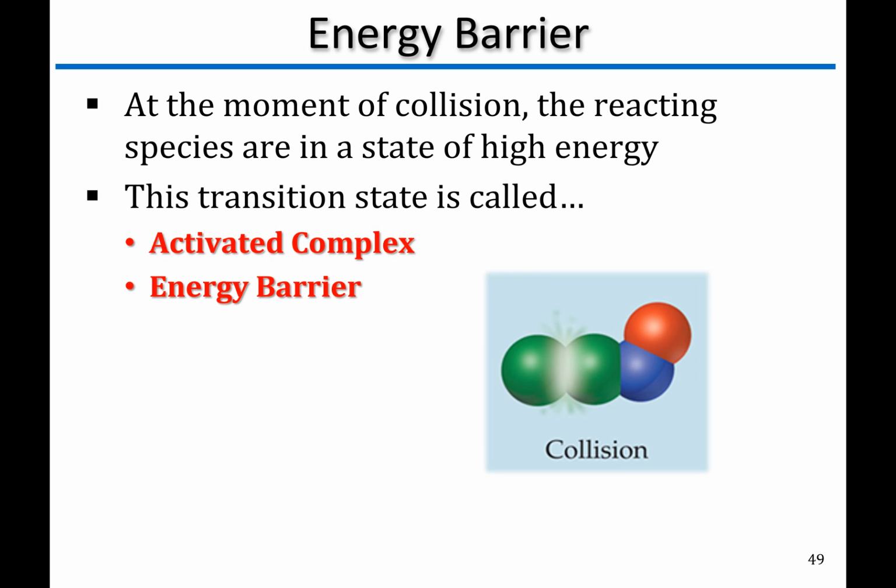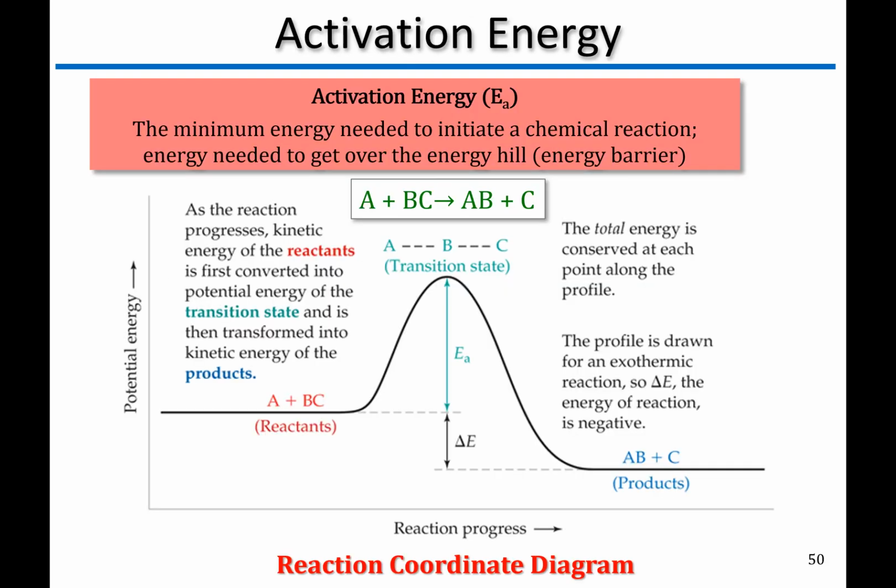Okay, so at the moment of collision, the reacting species are in the same state of high energy. The transition state is called an activated complex, and they have to overcome the energy barrier. So what exactly is that energy barrier? Well, the energy barrier is their activation energy, represented by capital E with a sub A. And this is the minimum energy needed to initiate a chemical reaction, energy needed to get over the energy hill, or in other words, the energy barrier.